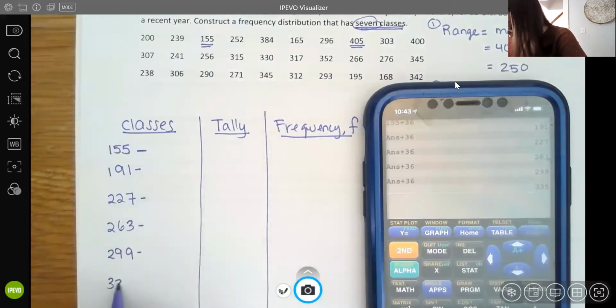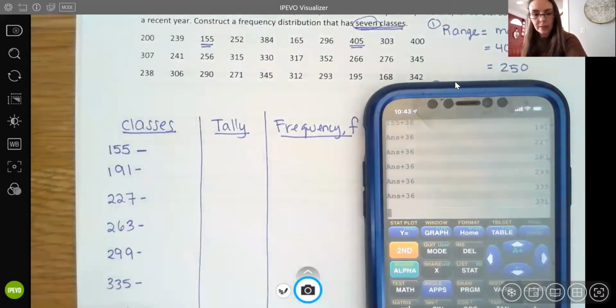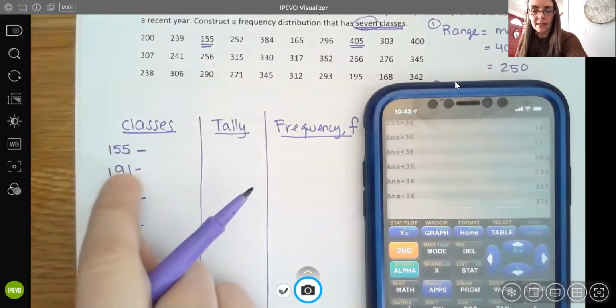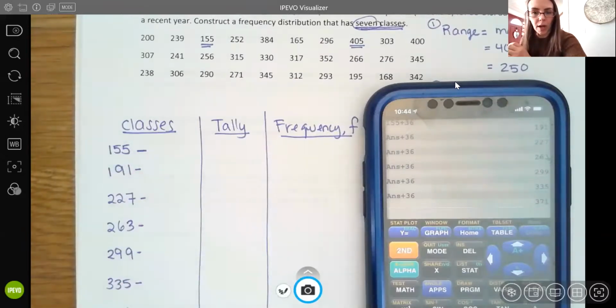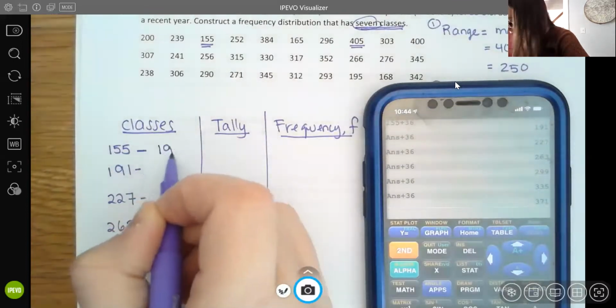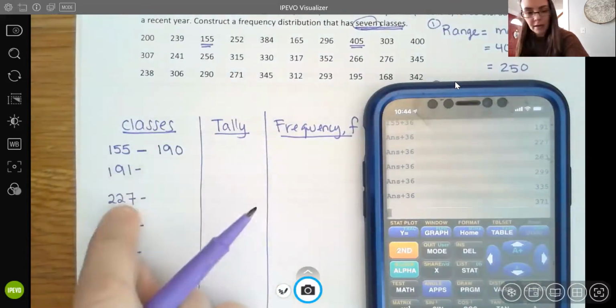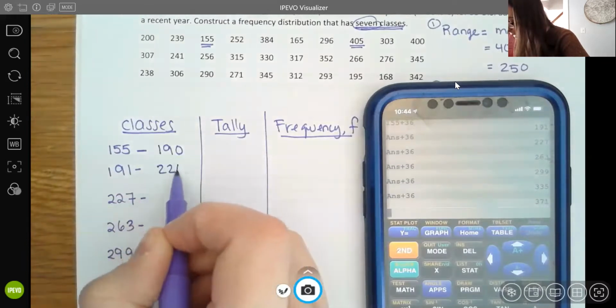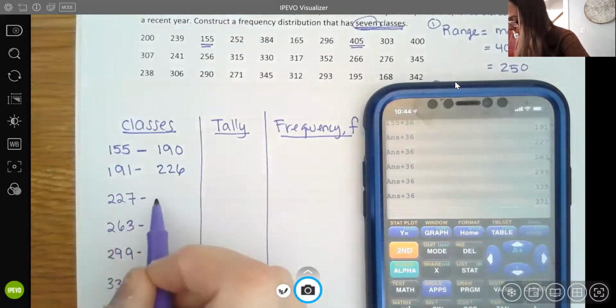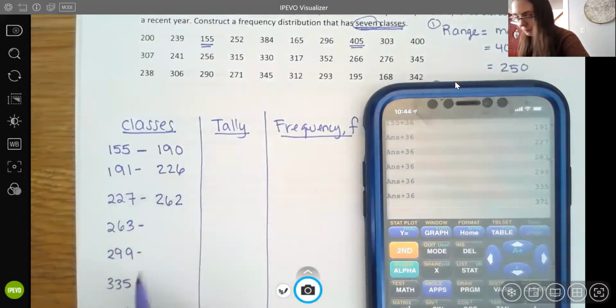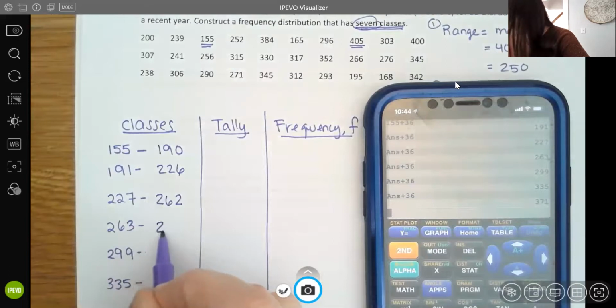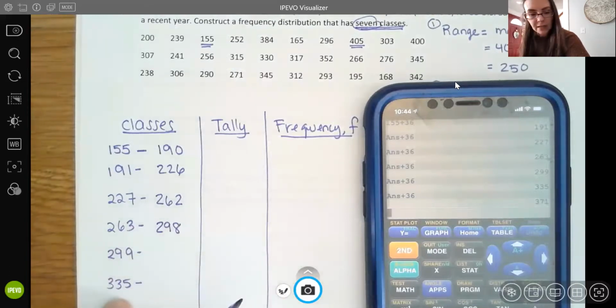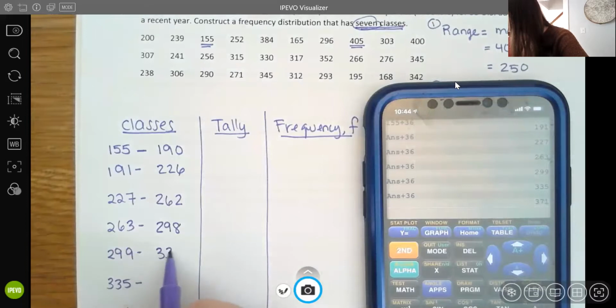I get 335. And I need 1, 2, 3, 4, 5, 6. I need one more. I need 7 classes. So I have 371. Now, to find my upper limits, I'm going to take one less than my lower limit because I don't want any overlap, but I want to be as close as possible. So I'm going to use 190 here. Then for 227, I'm going to use 226. Here it's 263, so the next one down is 262. Here I see 299, so I'll use 298. Then I see 335, so I'll use 334.